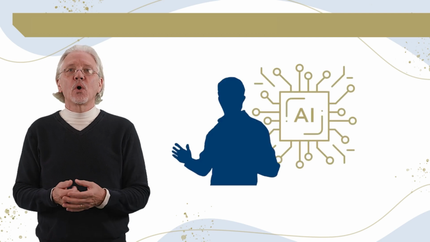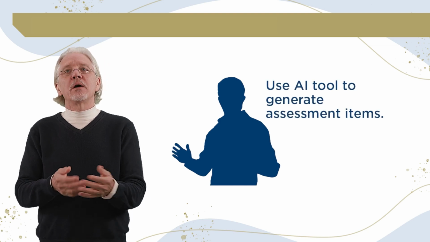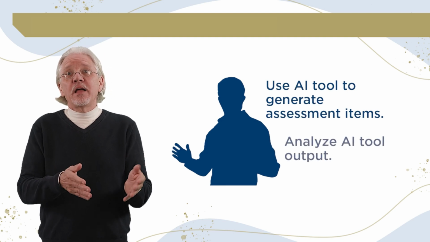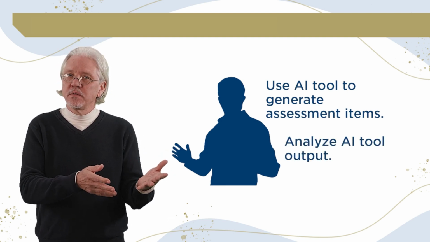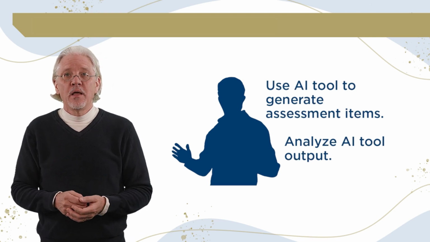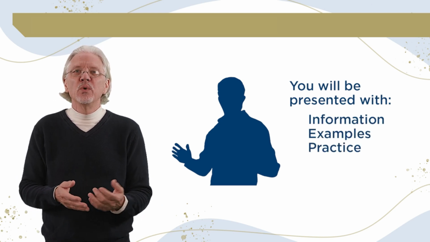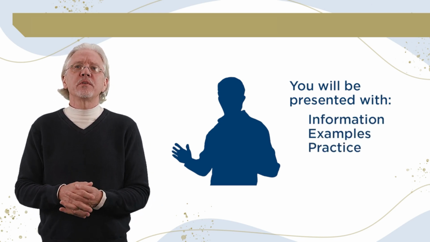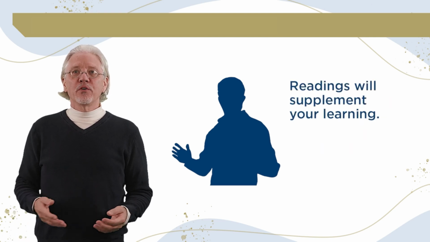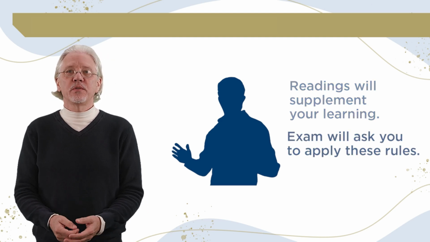The case for part 2 of this course involves you using an AI tool to generate assessment items for some specific learning outcomes. It'll only take a few seconds, amazingly. And then you'll analyze the output to see how well the machine worked. This analysis will not, by the way, just take you a few seconds. As you work through the case, you are presented with the information, examples, and practice needed to be really good at applying the rules for good assessment design. Readings from the course text will supplement your learning of these rules, and part 2 culminates with an exam that asks you to apply the rules in a number of common teaching situations.